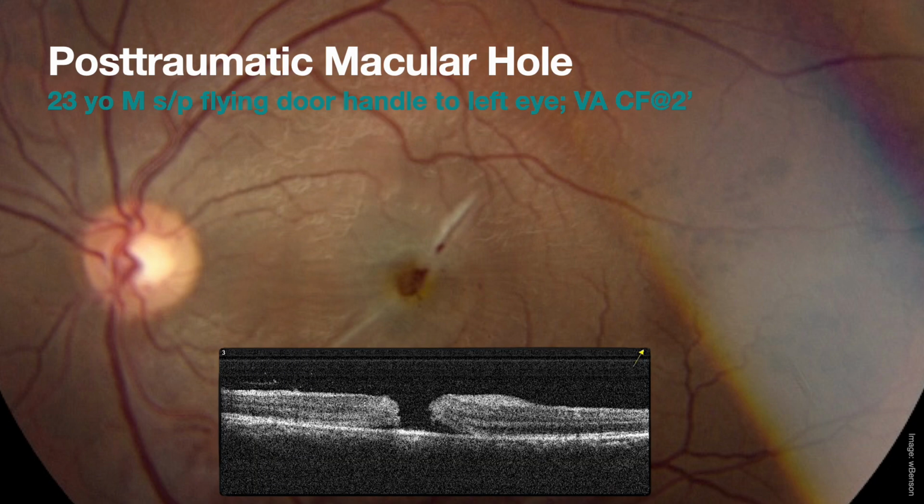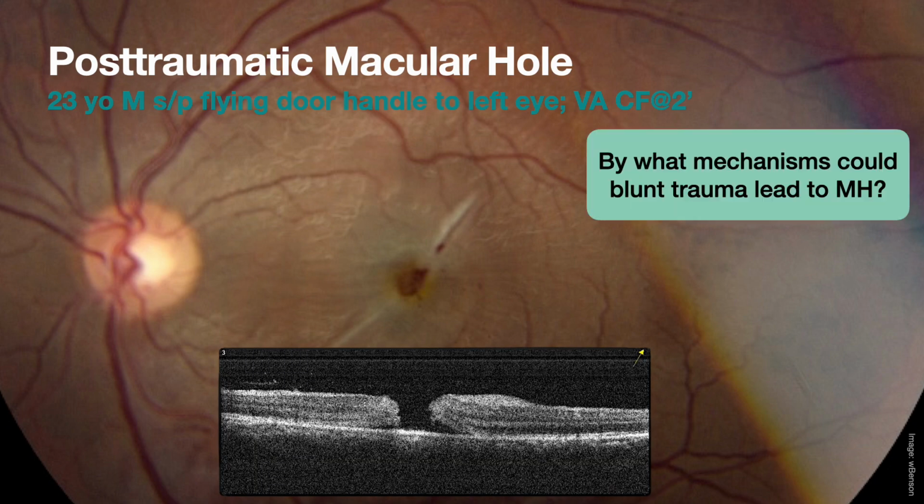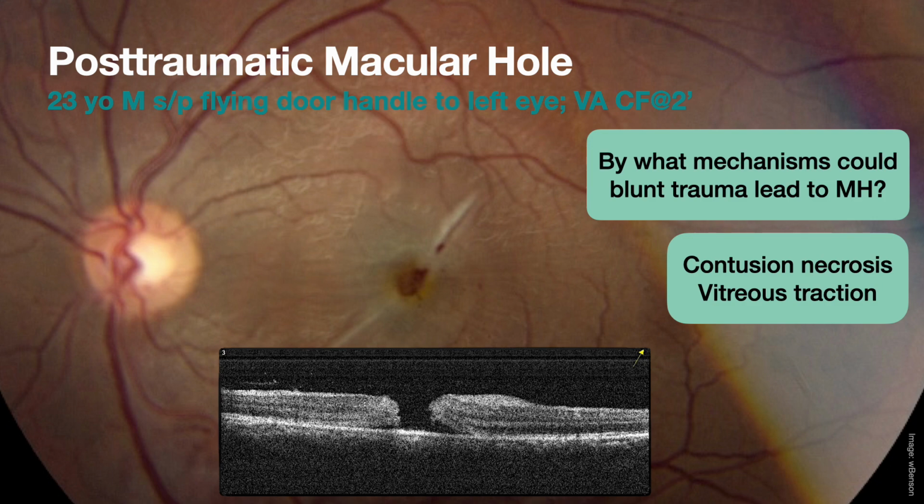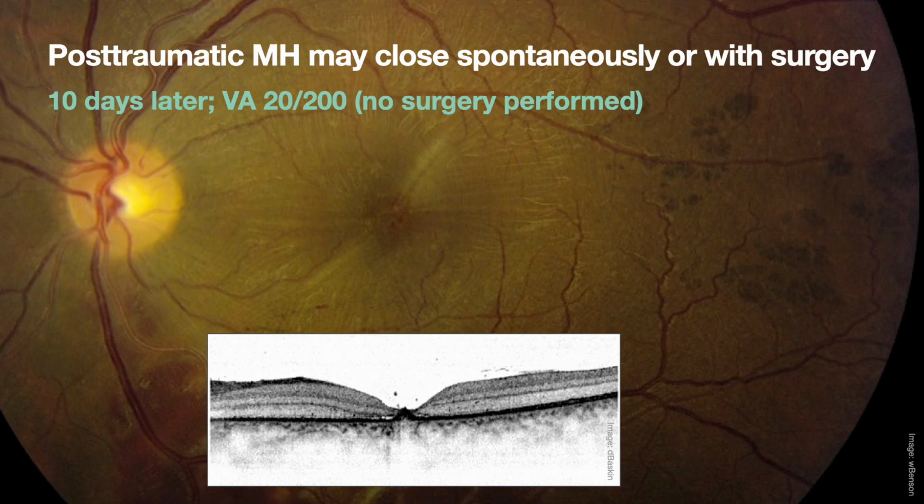So, post-traumatic macular hole. By what mechanisms could blunt trauma lead to a macular hole? The book says contusion, necrosis, and vitreous traction. And 10 days later, without surgery, the patient was 20/200. Obviously not a great outcome, but the hole is closed.